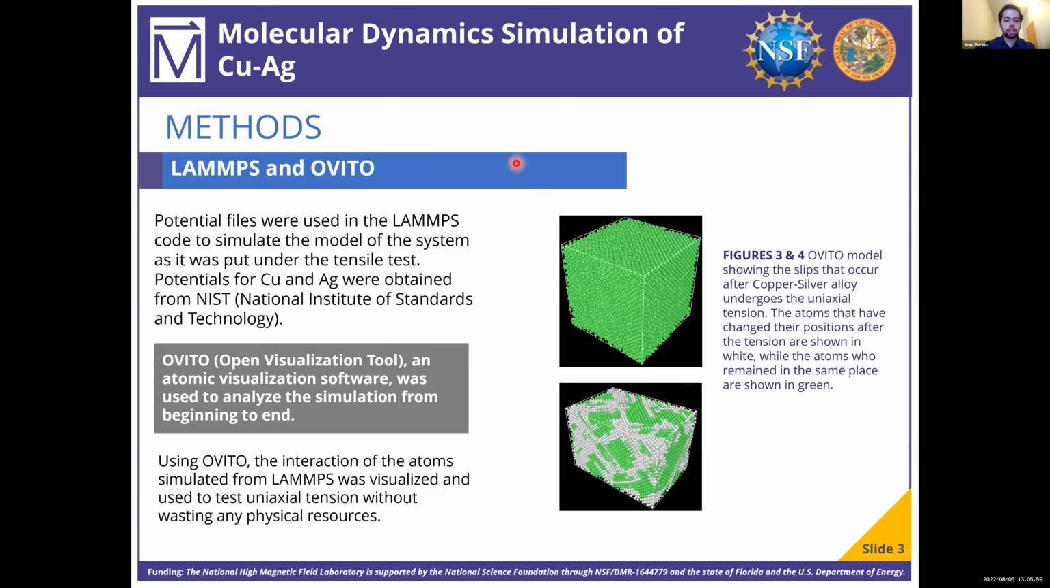I used potential files that I gathered from NIST, the National Institute of Standards and Technology, and I imported them into the LAMMPS software to simulate the model of the copper and silver being put under tensile stress. OVITO, the open visualization tool that I used, was useful for me to tell that the simulation was going according to plan. And as you can see, there are these little white slips of the atoms that shifted after the simulation versus before, when they were all just clumped together and unmoved.